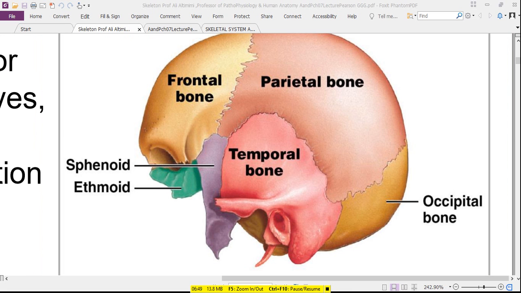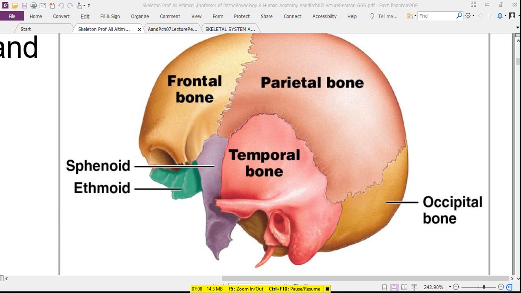This is the lateral view of the skull. We can see the frontal bone, the parietal bone, the occipital bone, the temporal bone, sphenoid, and ethmoidal bone. And this is another view of the skull. We can see frontal bone, parietal bone, temporal bone, occipital bone, sphenoid, and ethmoidal bone.